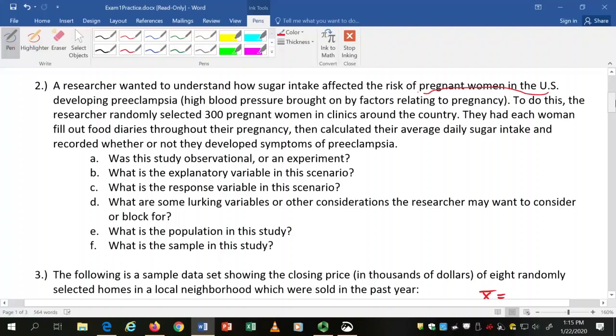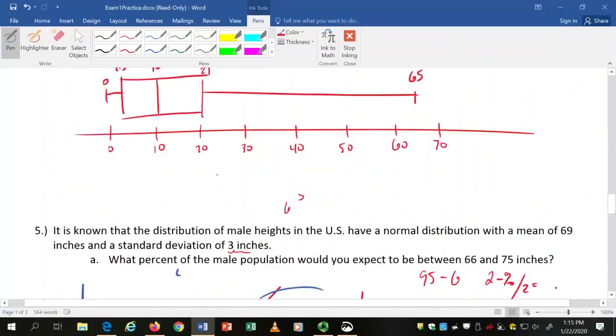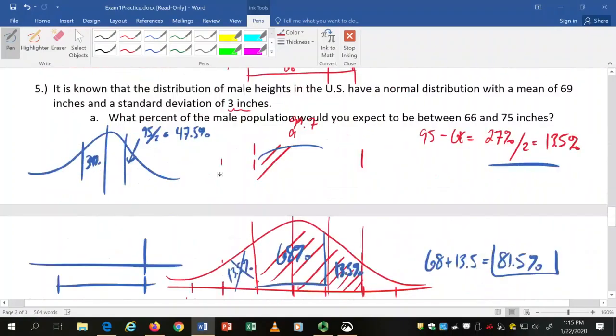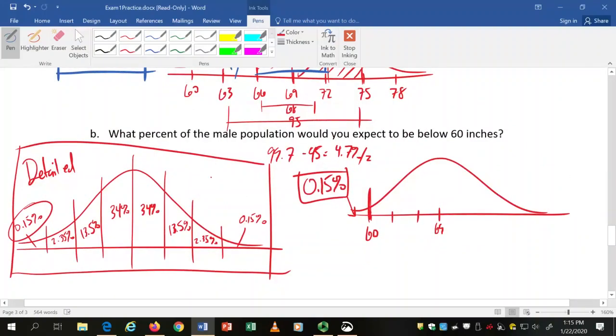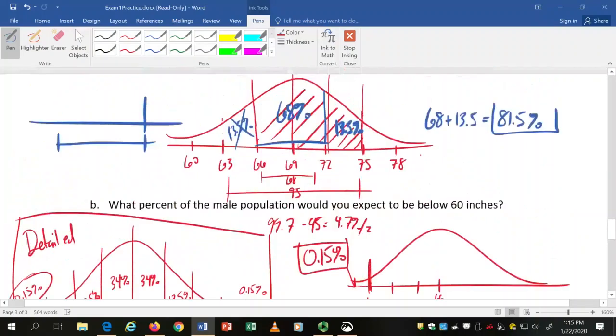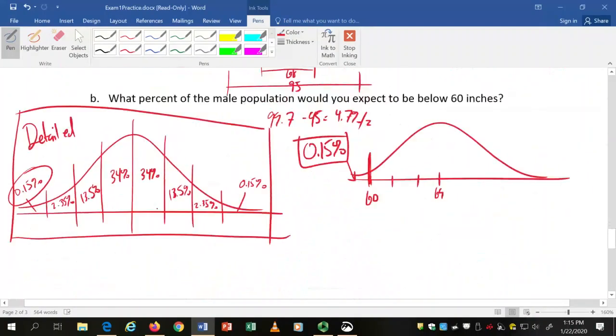Can you go over number 5B? The one we did with the empirical rule? Yeah, so we were doing that one. Well, we already did that one, but I can just revisit.